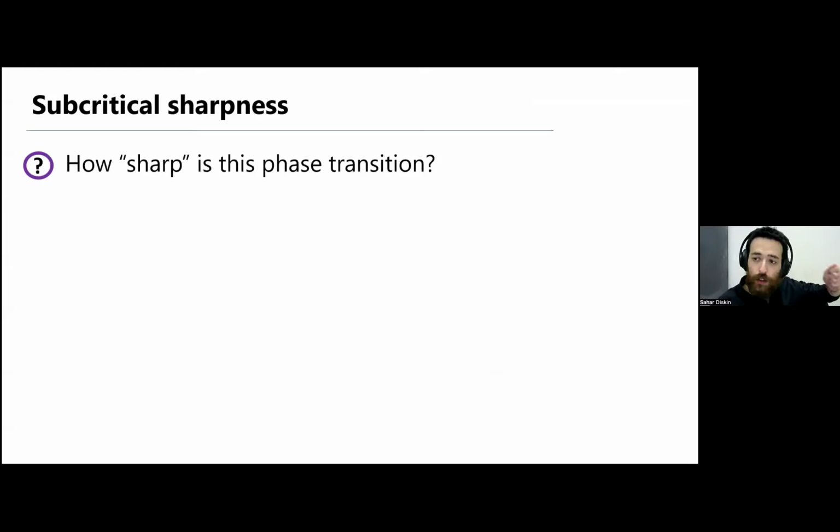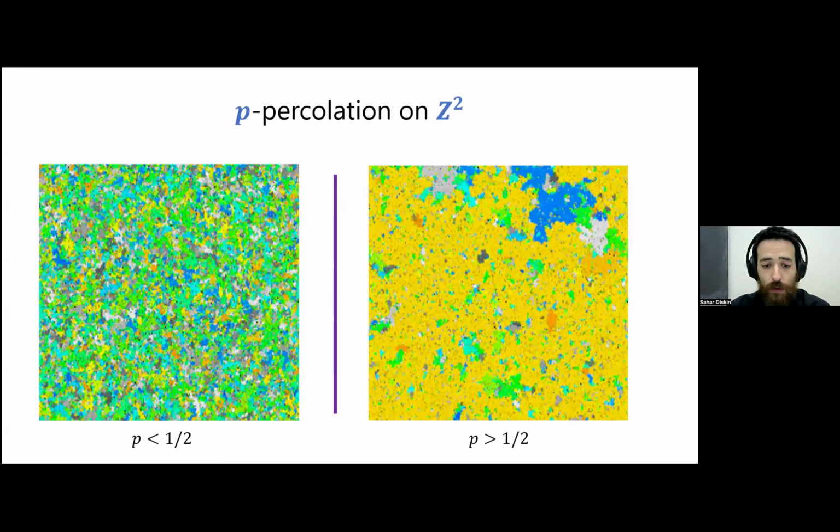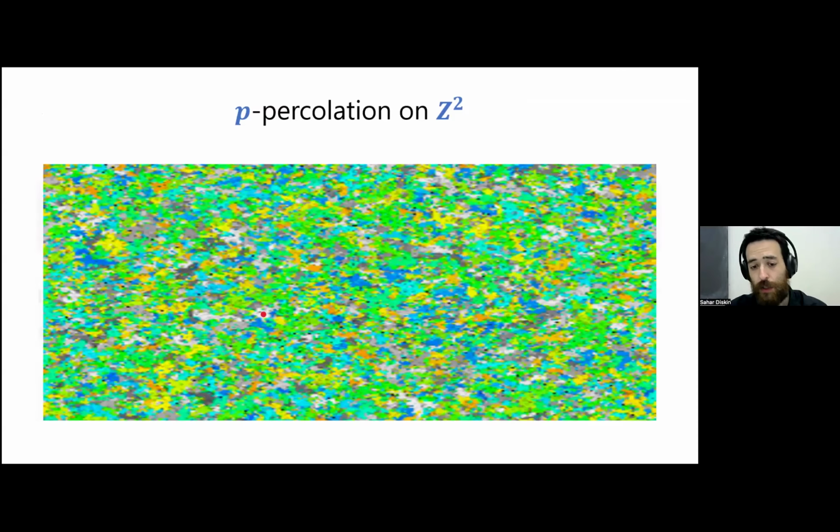If I look at the subcritical regime, and I will call this subcritical sharpness, I can ask myself, how strongly finite are the finite components? So I look at this image, at the subcritical one, and I fix some vertex to be the origin, this red vertex here. Then I consider the component of this origin, and I ask, what's the probability that it is bigger than a particular size, that I managed to reach quite a large size?